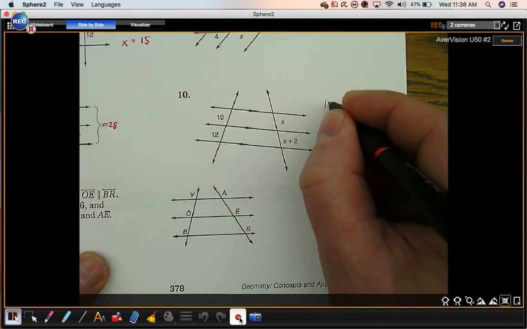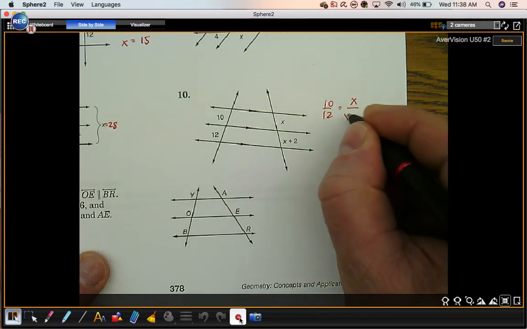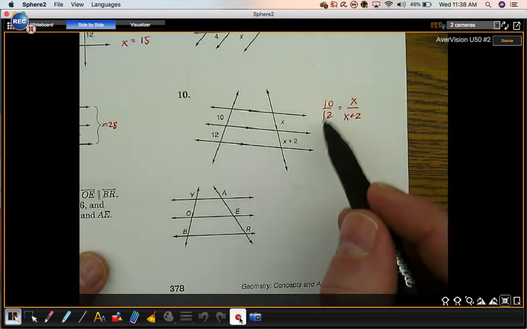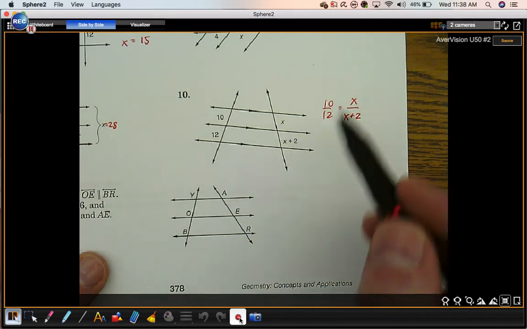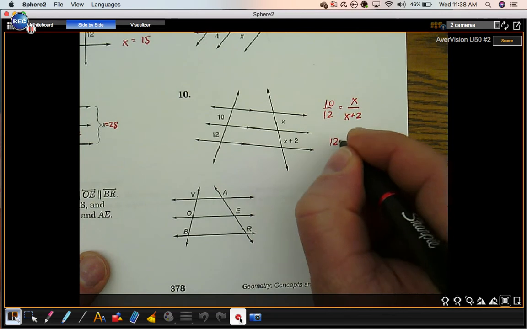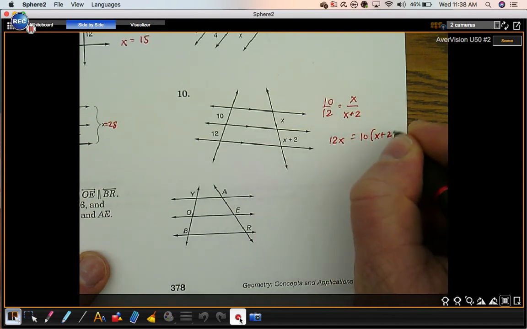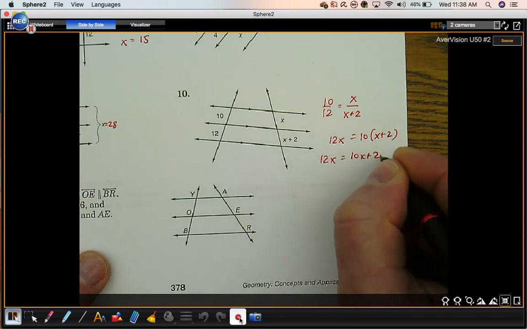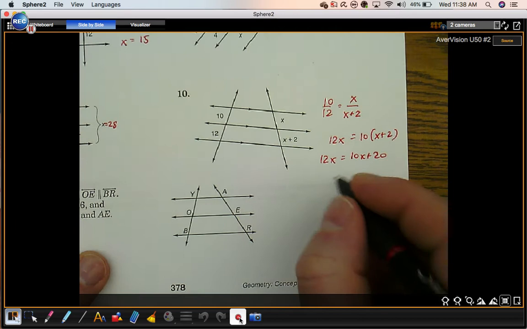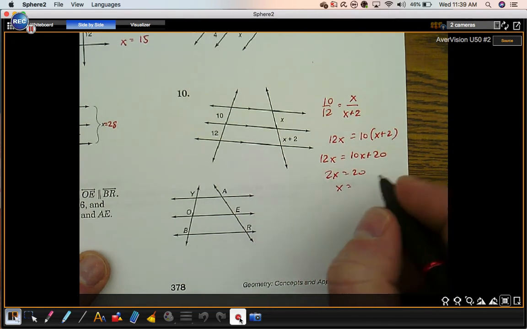In this one, 10/12 is going to equal x over x plus 2. Notice how the proportion looks exactly like the way the numbers look on the picture. We're going to cross multiply. We're going to get 12x equals 10 times the quantity x plus 2. We're going to subtract 10x from both sides. And then we're going to divide by 2.